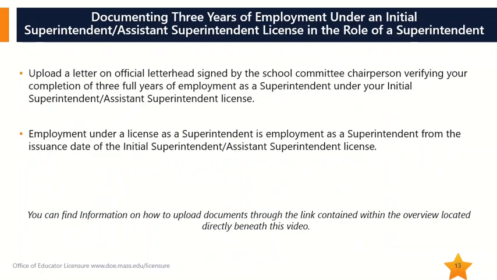To verify employment as a superintendent, please upload a letter on official letterhead signed by the school committee chairperson verifying your completion of 3 full years of employment as a superintendent under your initial superintendent, assistant superintendent license. Employment under your initial superintendent, assistant superintendent license in this case means employment as a superintendent from the issuance date of the initial license. Now let's cover documented employment under an administrator license in a role other than superintendent.